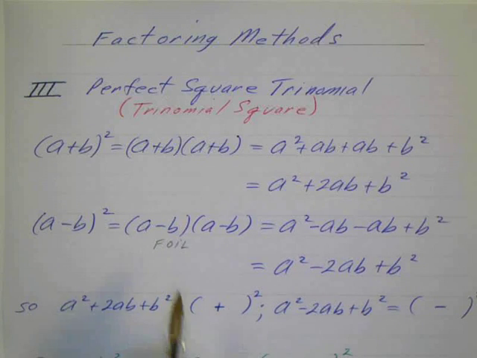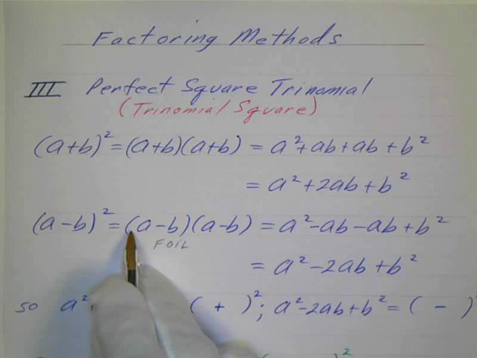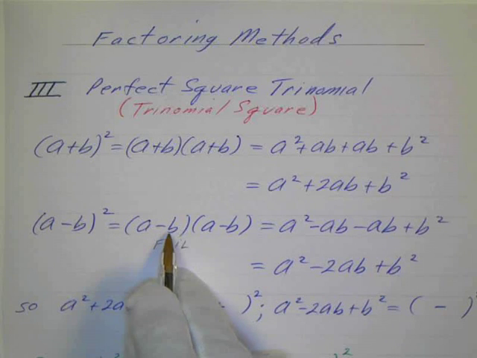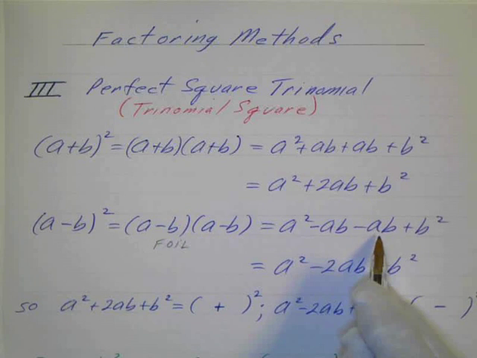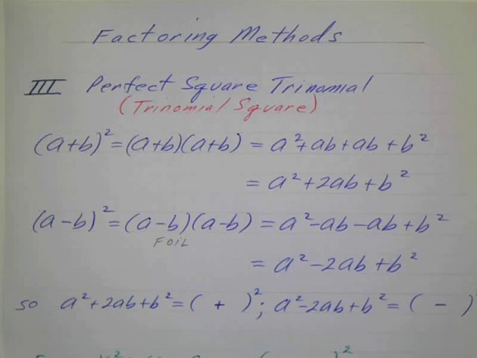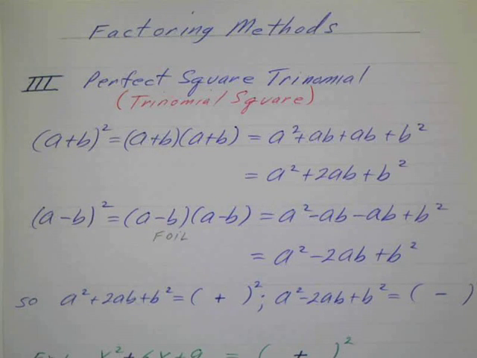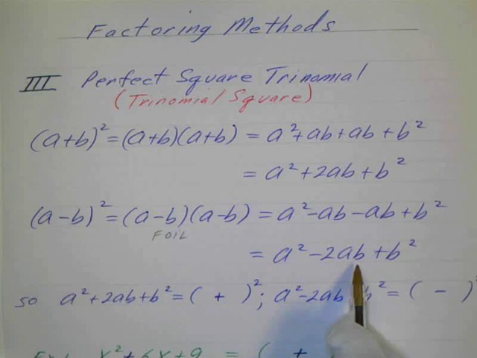FOIL. Okay, the first terms, a times a is a squared. And the outside terms, negative ab. The inside terms are negative ab also, which is negative ba, which is also ab. They're the same. And then the last terms, positive b squared, and negative b times negative b is positive b squared. So that's our FOIL method. I think on the first examples I might have reversed the order, but it's the same thing because the terms usually cancel or add up to be double in this case. All right? So there's our form.